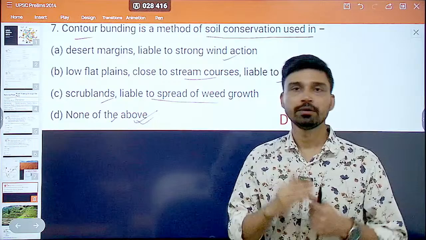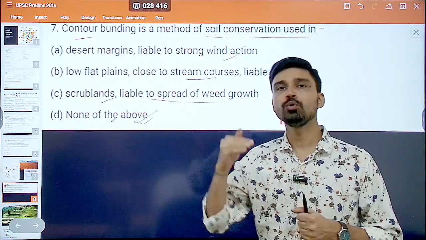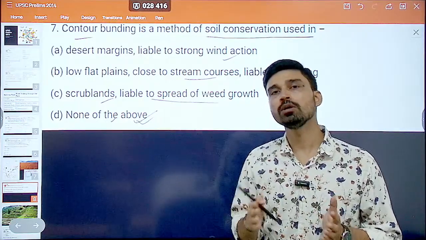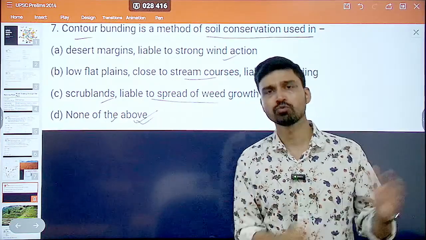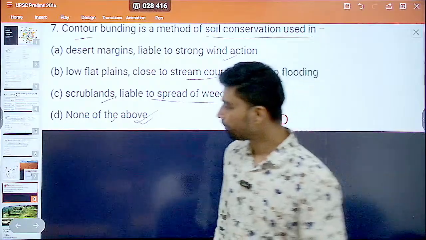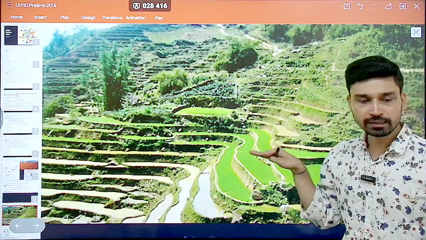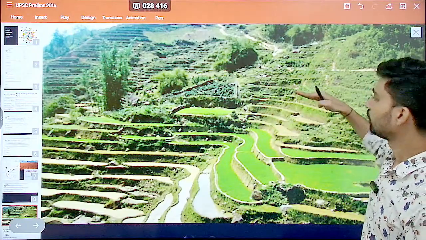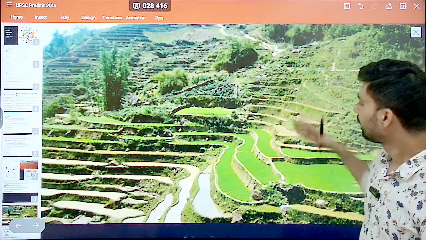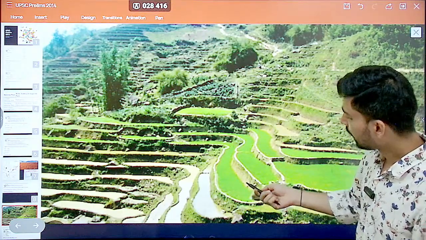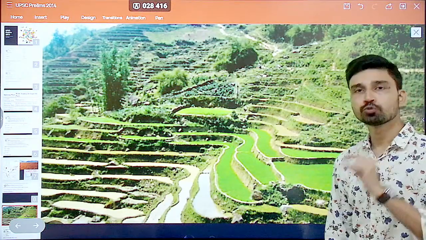So to prevent this from happening, especially if you want to cultivate something on the hill slope, you have to make sure that the wind and water does not erode the soil or move the soil from the hill slopes. So that is why contour bunding looks something like this, where you have terraces that are basically formed in the hills, and these terraces are bound, as you can see from here, by a raised level of soil.